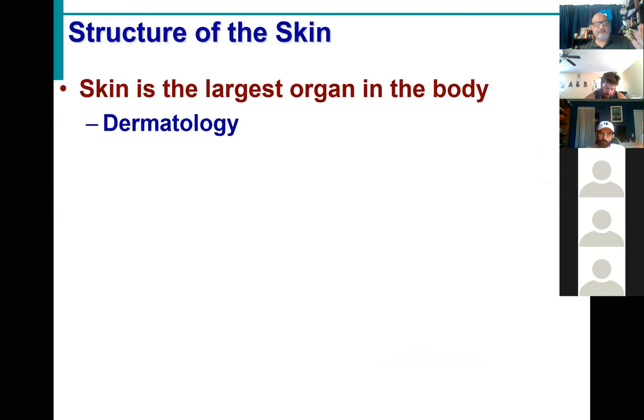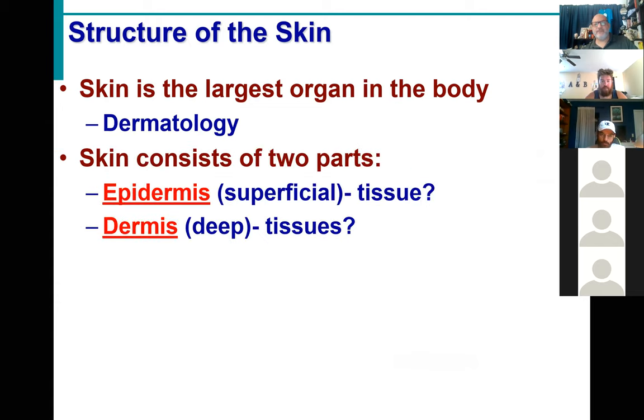So again, skin is the largest organ of the body. The study of the skin is the field of dermatology. And as we just finished pointing out, the skin consists of two primary parts, or two primary layers. And those layers are the epidermis and the dermis. And remind me again, what tissue forms that superficial epidermis layer? Keratinized stratified squamous epithelial. There you go.